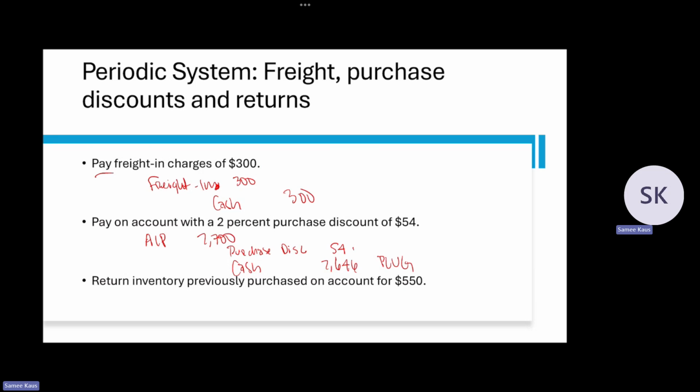Okay. So I'm going to say I purchased it on account. So I need to back that accounts payable off my books. It's not a liability. I don't have to pay it. I'm giving it back to you. Then, similar to a purchase discount, I have a purchase return account that I'm going to hit for $550. So this is different than perpetual because under perpetual, I hit inventory in all of these specific examples. I don't have an inventory account to hit at this point.